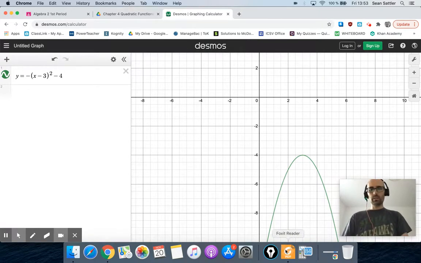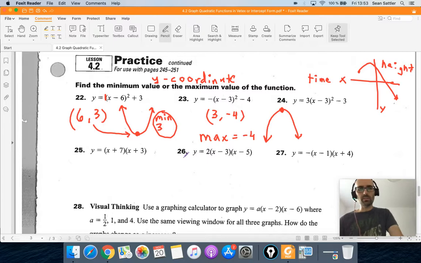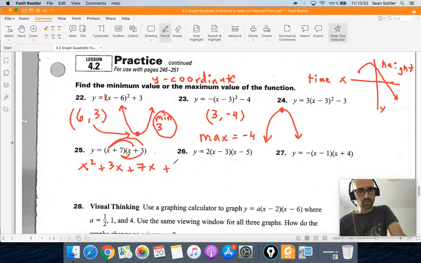Okay, now if we look at a function that's in intercept form, it's a little bit harder because we need to find the vertex, which means we need to multiply this out. So again, if we do FOIL, first is x squared, outside is x times 3, so that's 3x, inside is 7x, and the last two, 7 times 3 is 21. And now we combine the two terms in the middle to get x squared plus 10x plus 21. Okay, so now it's in standard form.